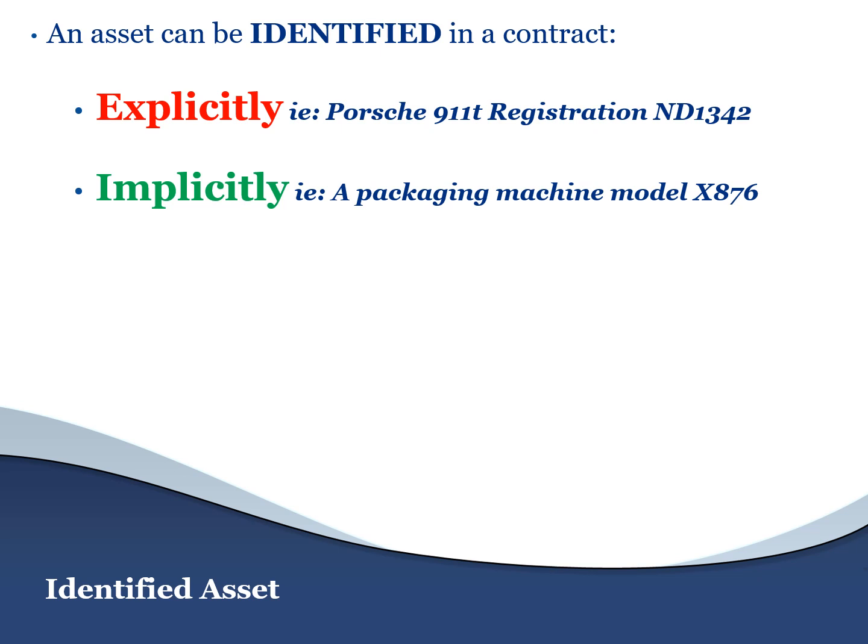So I'm saying I'm going to provide something which I've implied what that asset will be. It will be a packaging machine model X876 is what I've put there. Remember, very importantly in terms of that, I haven't said exactly which one, serial number, whatever it may be, but we've implicitly identified that it is the packaging machine that can be used. You cannot use another model to service me with it because that's the one that I want to be leasing. So there are two ways in which you can identify it.